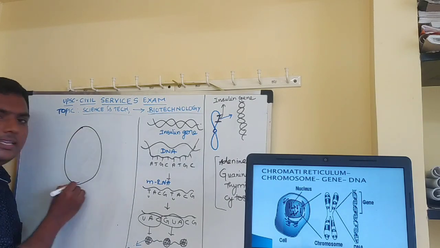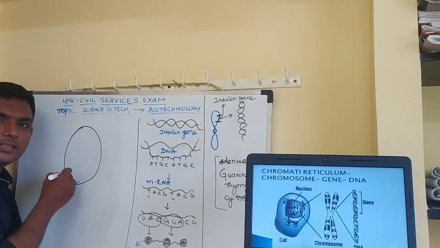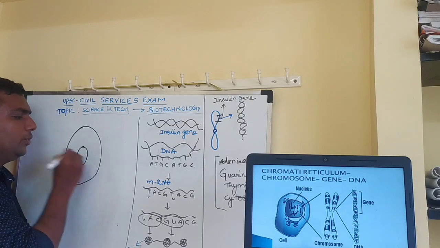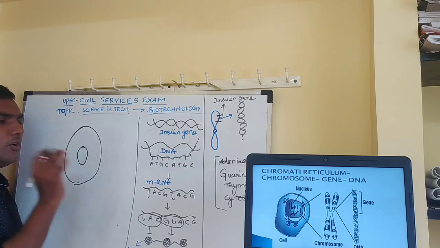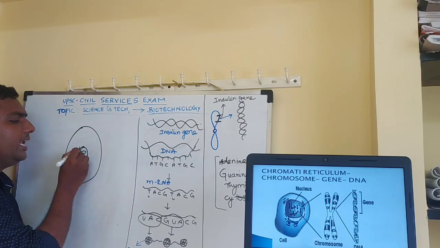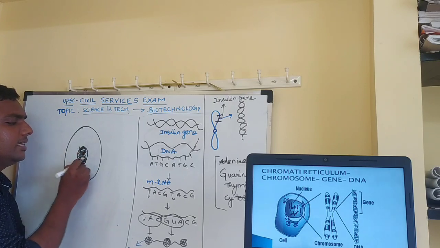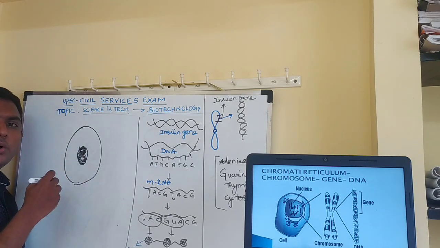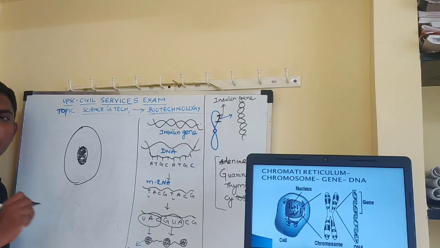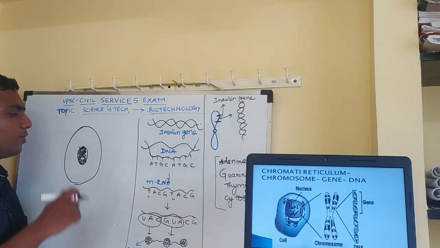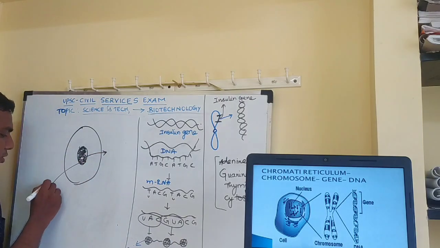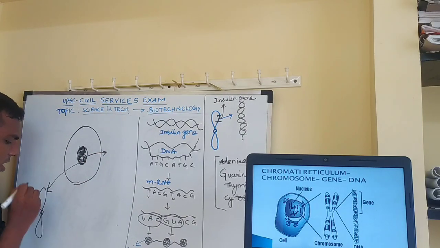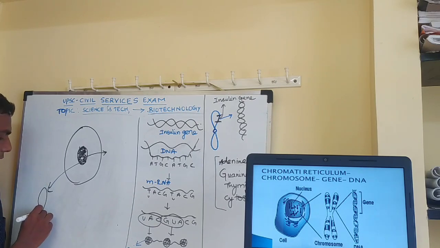See, this is a cell. Inside the cell you have a nucleus. This nucleus carries the genetic material, that is DNA. In a normal situation this genetic material is coiled, and we call it chromatin reticulum. Then when the cell undergoes replication, this chromatin reticulum forms a structure called a chromosome. So this is your chromosome.